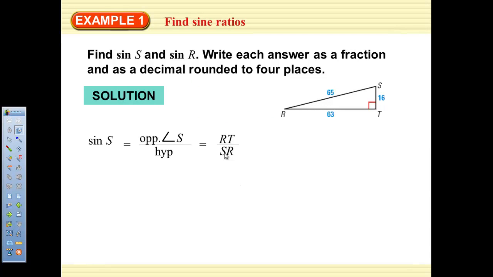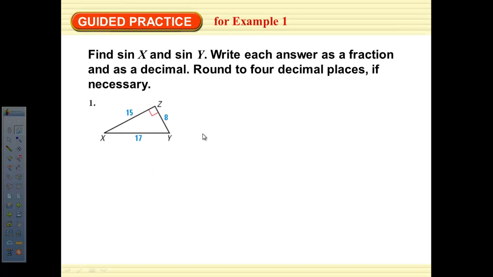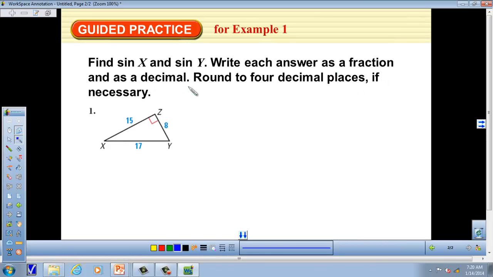Here's sine of S, again opposite over hypotenuse, 63 over 65, which is 0.9692, and then sine of R, again, is opposite R, which is 16 over 65, which is 0.2462. We're going to do the same thing again. Again, we want to do fraction and decimal to 4 decimal places if necessary. So if it ends up not being 4 decimal places, just write as many as you need.